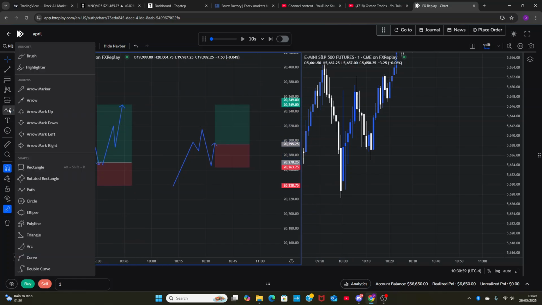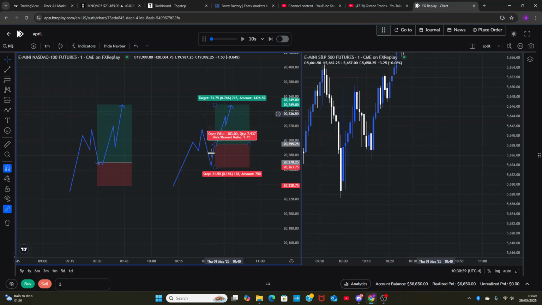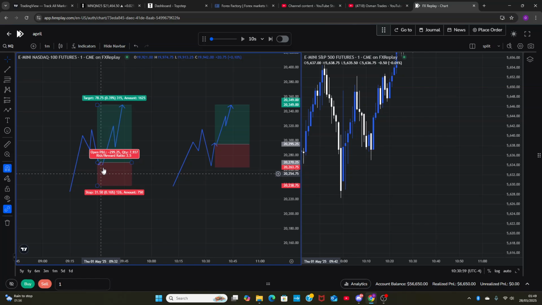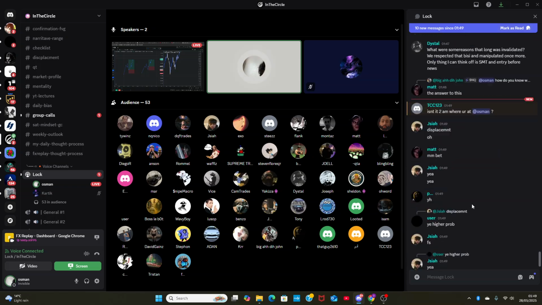So then displacement is just that. Basically it did the exact same thing, but retracement ends in here, displacement ends in here. Do you understand? Do you guys understand now? I kind of drew it out so it's easier.